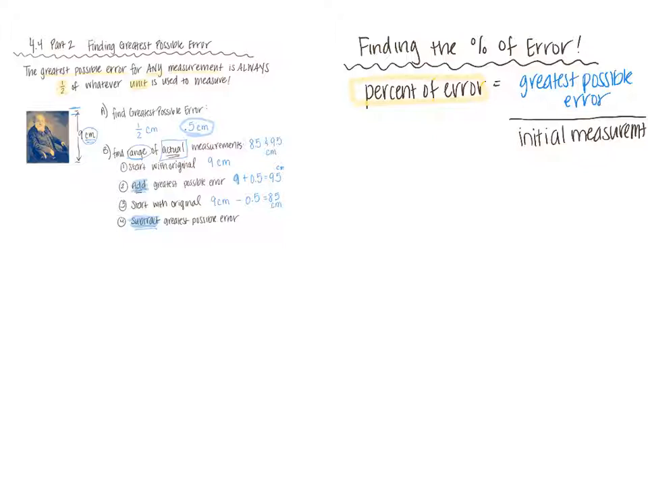So if I go back to my picture example, I discovered that my greatest possible error was half of the unit used. I'm going to write, again, this is most helpful in decimal form, 0.5 centimeters, and I have to divide it by my initial measurement, which was 9 centimeters. And recognize that you're finding a percent. Do the math, plug it into your calculator.